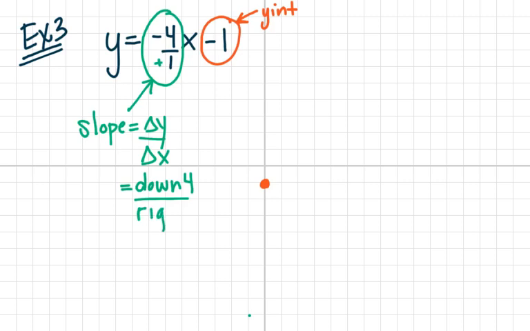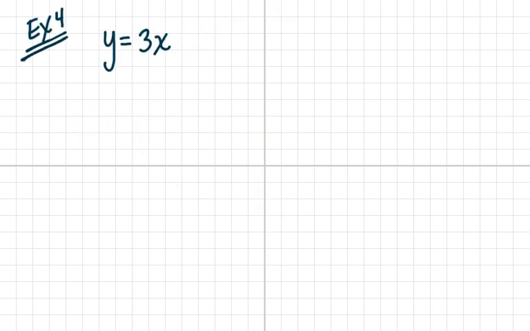So that's right 1. So I go down 1, 2, 3, 4, right 1. That's where I'm going to land, and then I connect the dots to make my line. Okay, well, what about this one?